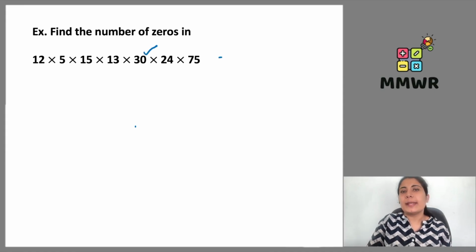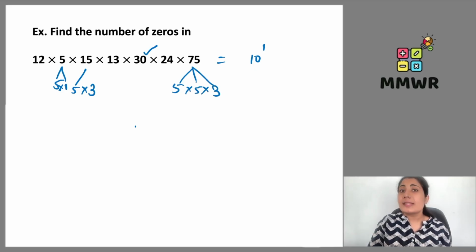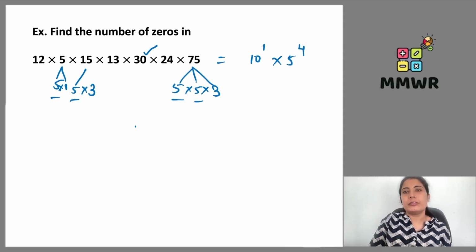First of all, I can see 1 0 is there. So 10 to the power 1 I am writing. Now this 5 I am writing as it is. This 15, 5 3's are 15. Right? Then any other 5? Yes. Here I have 5 5's are 25. 25 3's are 75. Okay. So total 1, 2, 3, 4 times I got 5.